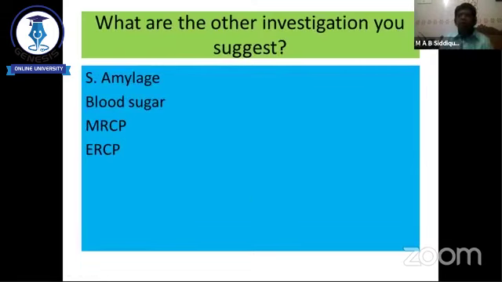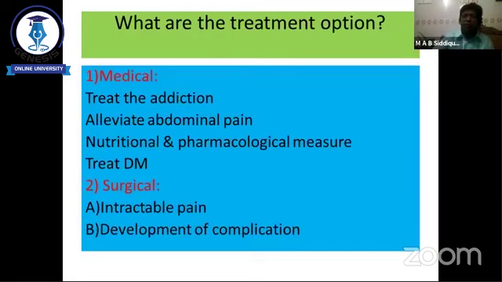What other investigations do you suggest? Serum amylase, blood sugar, MRCP, ERCP. It is a very difficult condition, so you may mention one, two or three investigations. So what are the treatment options? There are two: medical and surgical.